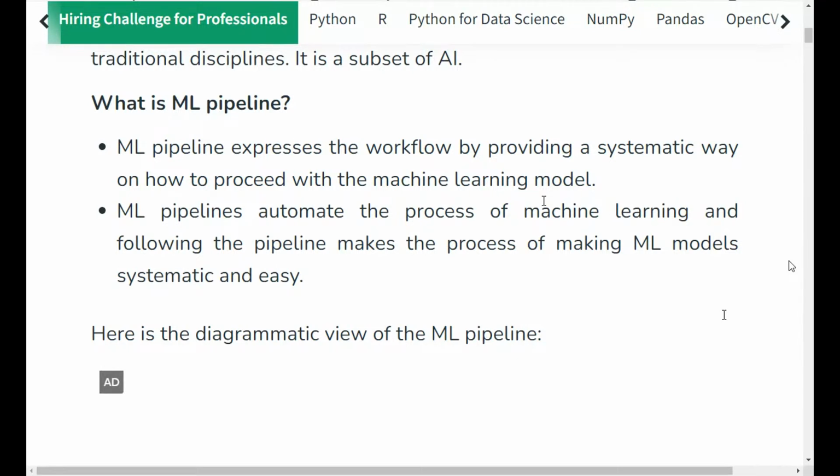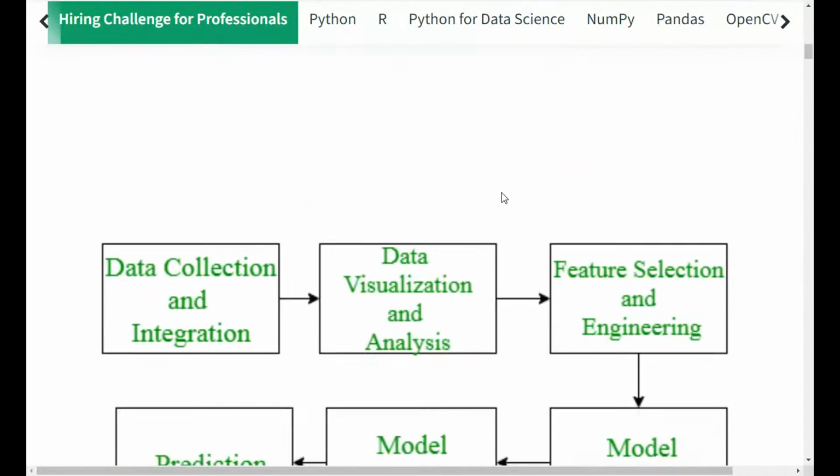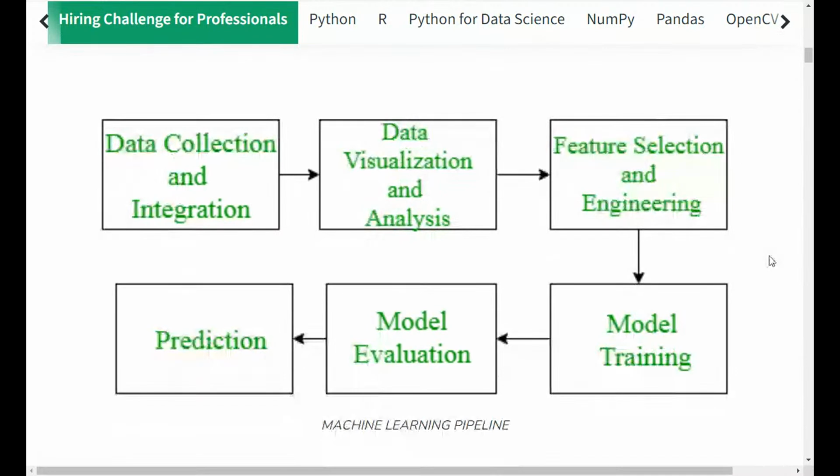The ML pipeline, the machine learning pipeline, expresses the workflow by providing a systematic way of how to proceed with the machine learning model. So here is the diagram that we have to understand what is happening in the model, and you just need to understand this as a part of your process that happens when you sit alone and try to create your model. Okay, what are the steps you need to take?